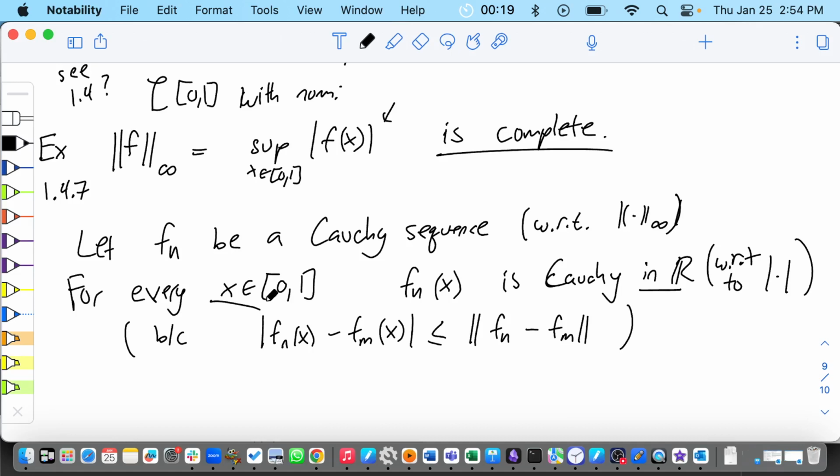I guess there's two things. There's 0 to 1, which is the x value, and then R is sort of the y values. So I'm talking about the sequence Fn of x. For some fixed x, let's say 0.5, Fn of 0.5 is a sequence in R, and I'm claiming it's a Cauchy sequence in R because it's bounded by this. Did that answer your question? So for every single x, it's a Cauchy sequence.